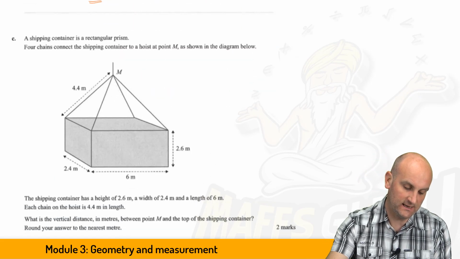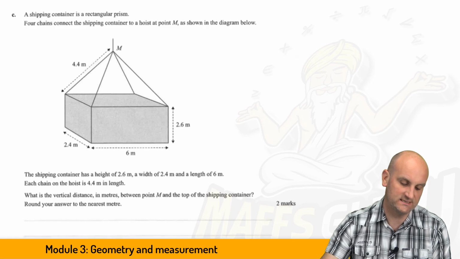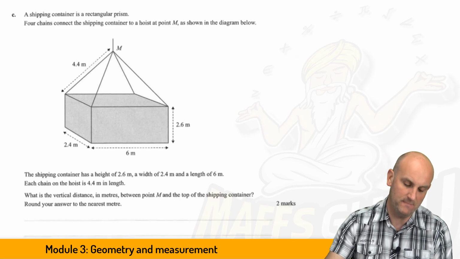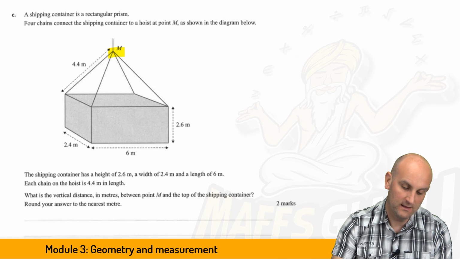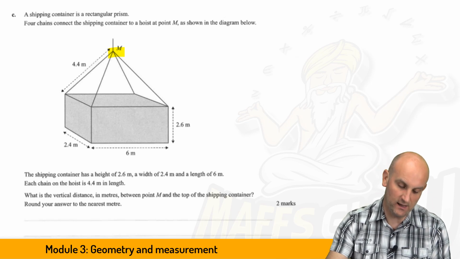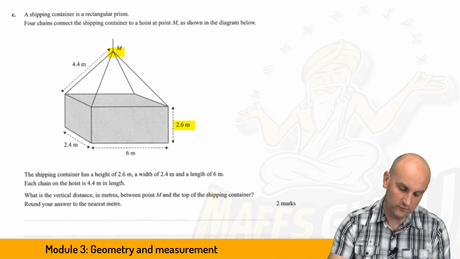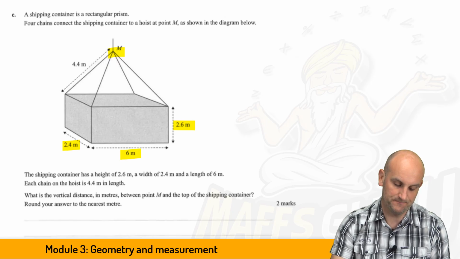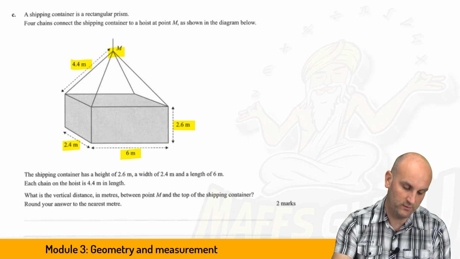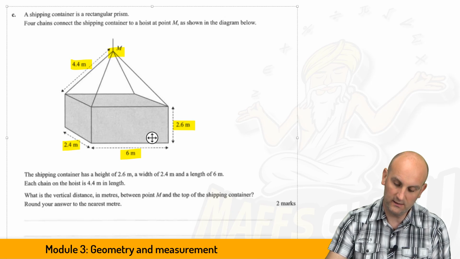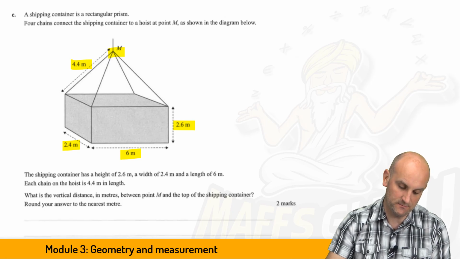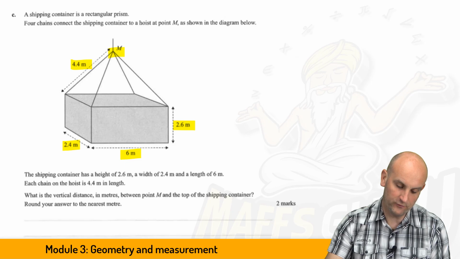Now, the shipping container is a rectangular prism. 4 chains connect the shipping container to a hoist at point M. So here is my hoist at point M, as shown in the diagram below. The shipping container has a height of 2.6, a width of 2.4, and a length of 6 meters. And each chain on the hoist is 4.4 meters long. What is the vertical distance in meters between point M and the top of the shipping container?